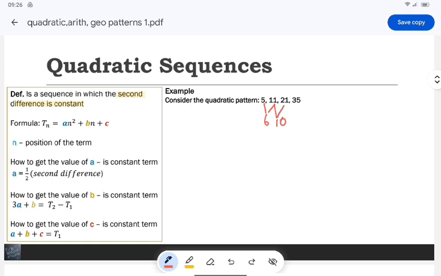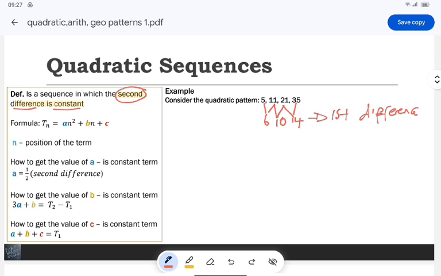And then we're going to say T4 subtract T3, and that is 14. So this is what we call our first difference. The first difference in a quadratic sequence is not constant. According to our definition, the second difference of the quadratic must be constant, and then we can conclude that it is a quadratic sequence.